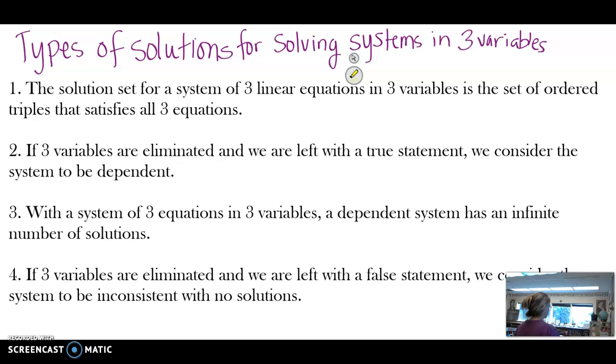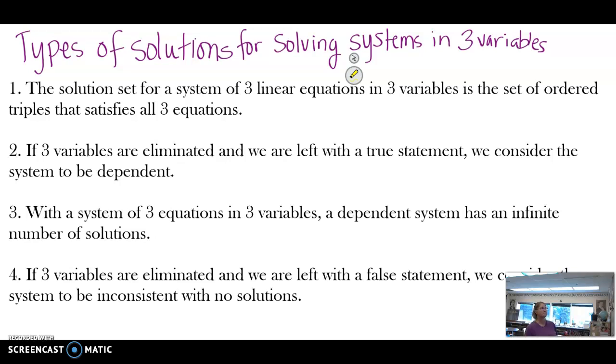So you are going to get three equations with three variables, and you're going to have to decide what type of system it is. So pause the video and write down the types of solutions for solving systems in three variables.